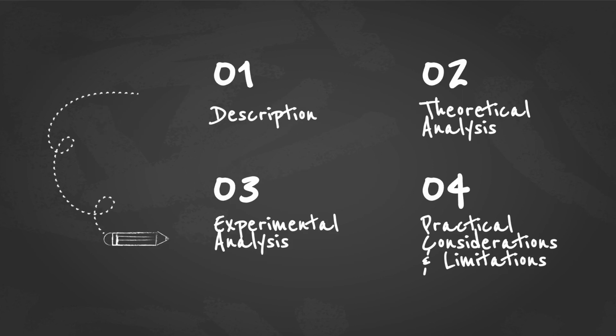We will be covering 4 specific parts of this project. The first part being the description of the project, giving a general overview of what we're going to do and how we're going to do it. The second part is a theoretical analysis of the sensing device. We are going to create equations of capacitance and understand how it works in theory, and then we're going to do an experimental analysis of how our device works. And we're going to conclude this presentation with practical considerations and limitations of our device.